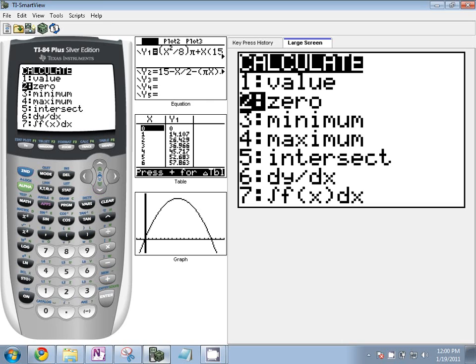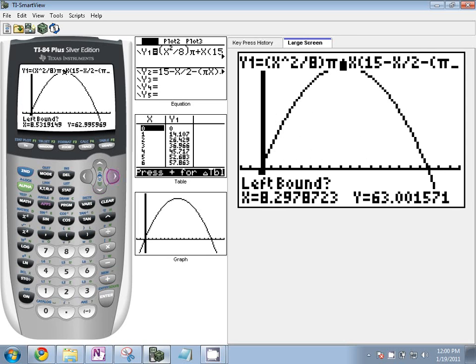Look up at the screen. What is it? It's the 0. You're finding the 0. Intersect is used to find the intersection between two functions, so you have 0 built into this thing.